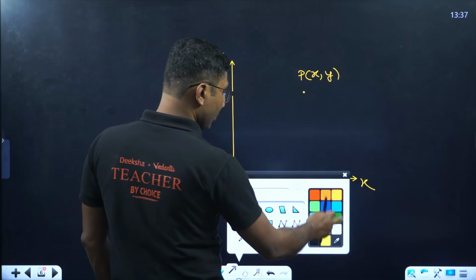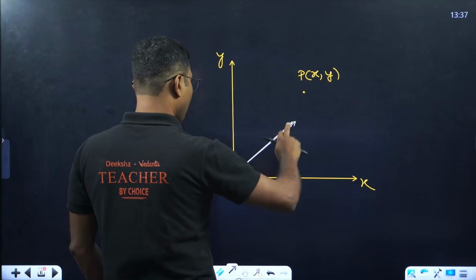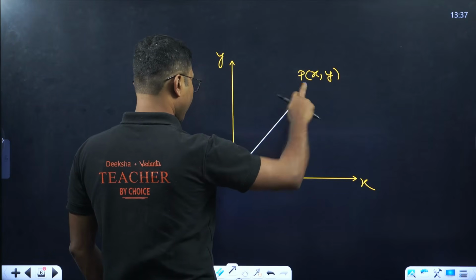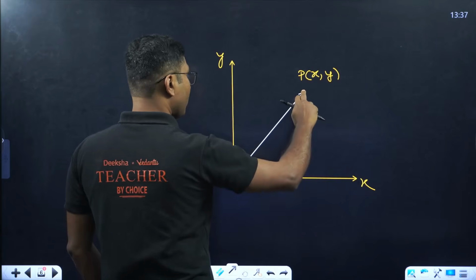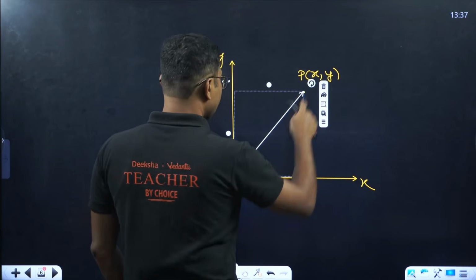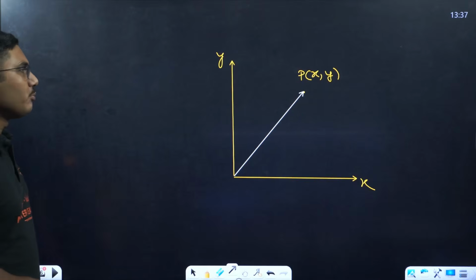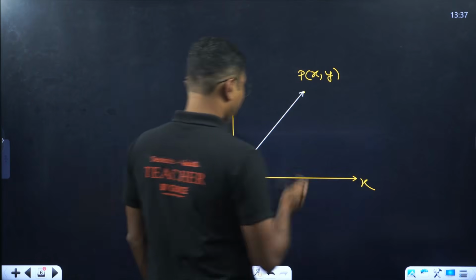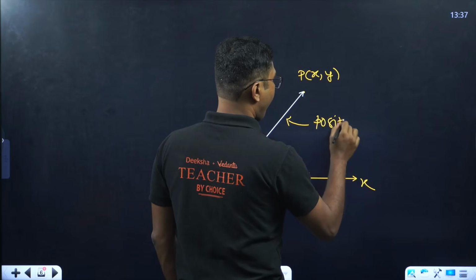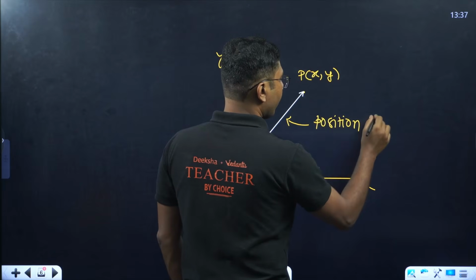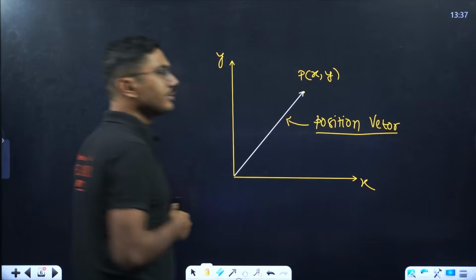So what is the meaning of position vector? You join this point starting from the origin. If you starting from the origin join this point, then it is called a position vector. This is called position vector. Now how do we denote this position vector?